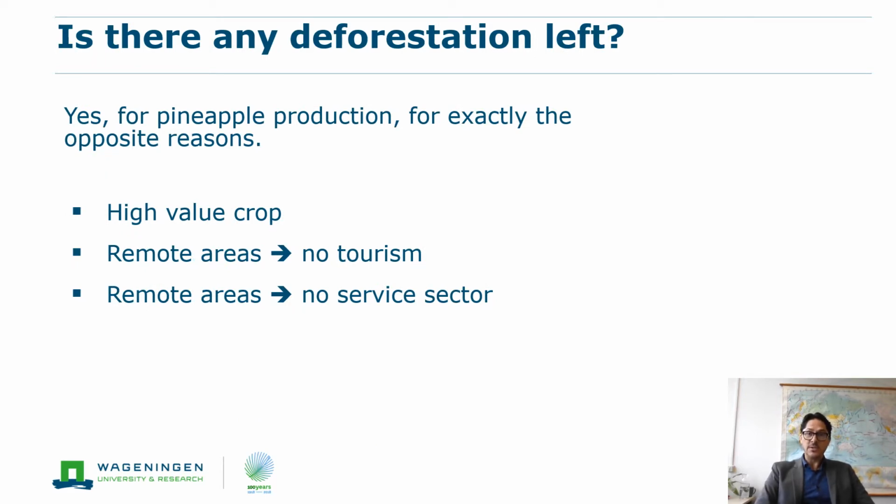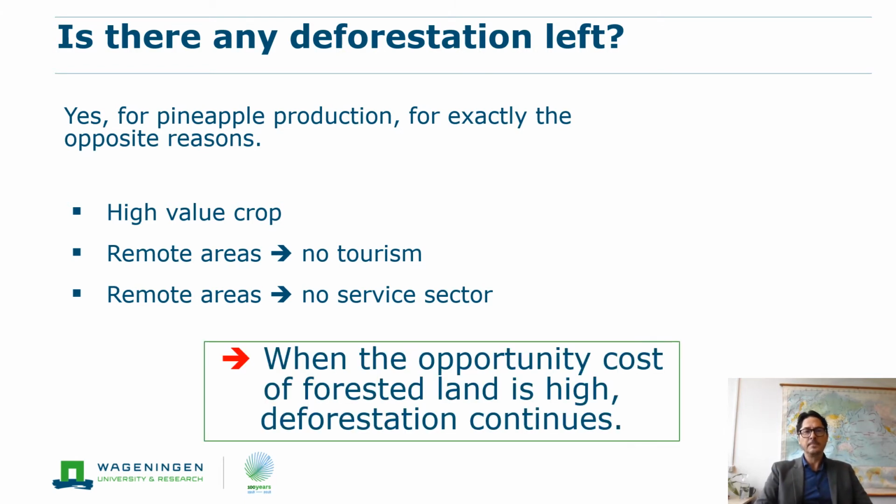Now, is there deforestation left? Sure there is. In areas where there are high value crops like pineapple production, and it's there for exactly the opposite reasons. These are remote areas where there is no tourism, so the value of land in tourism is very low, and the value of this land in agriculture is very high, and therefore there is deforestation. So, using the same logic, when the opportunity cost of forested land is high, deforestation continues.